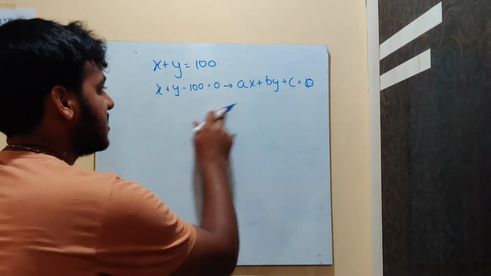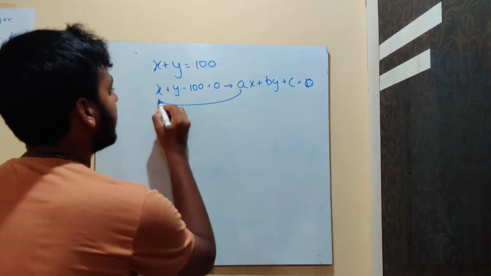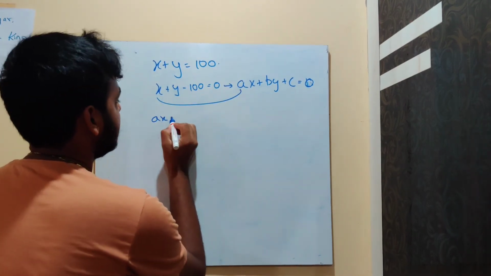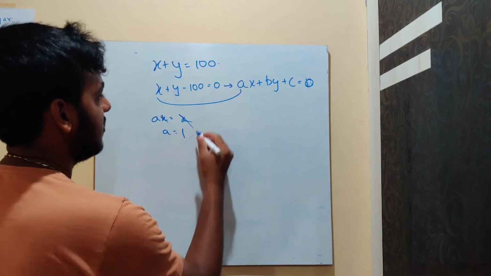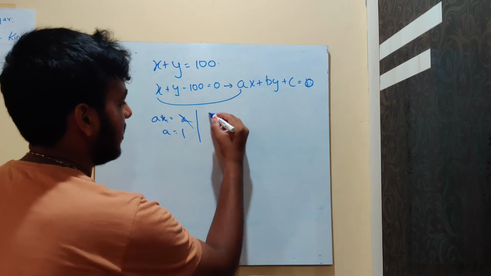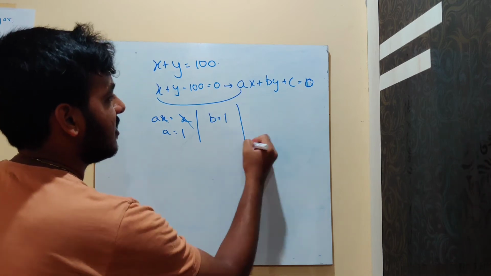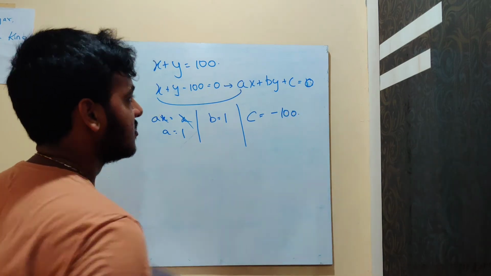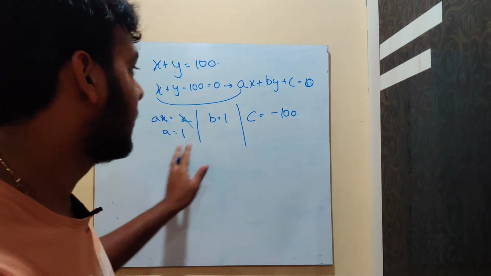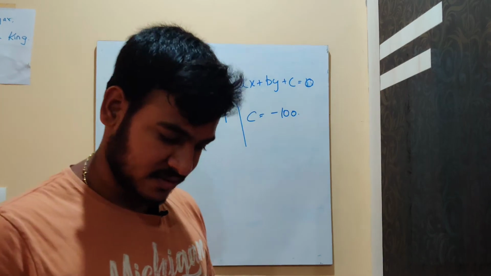From this I can get the values of the constants a, b and c. By comparing these two, ax equal to x, so x cancels, I have a equal to 1, similarly b equal to 1 and c equal to minus 100. So from this equation I have got the values of a, b and c.